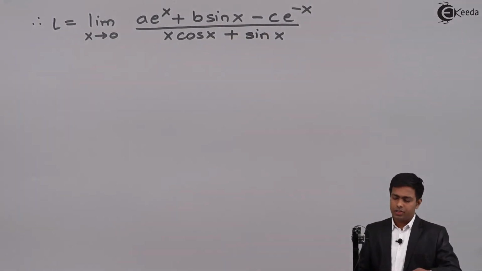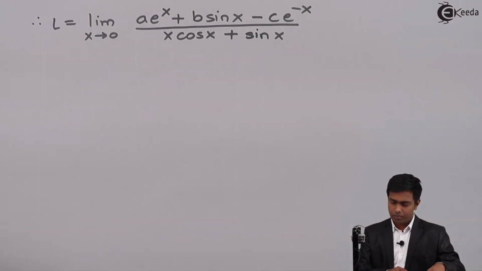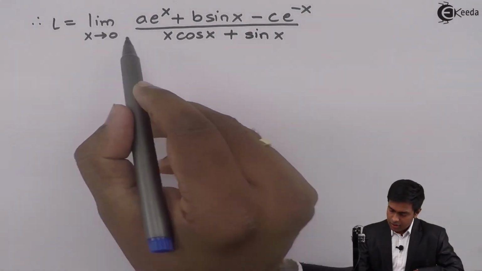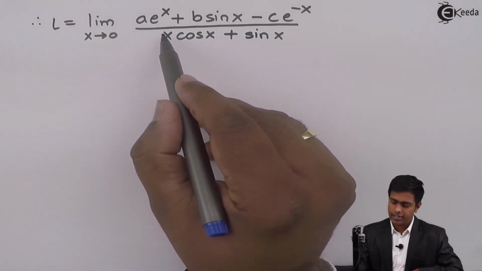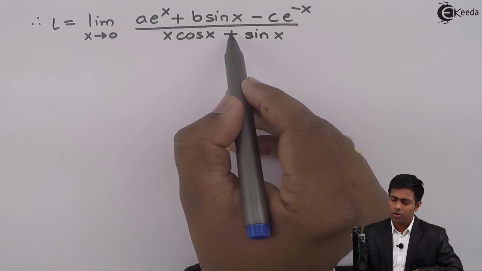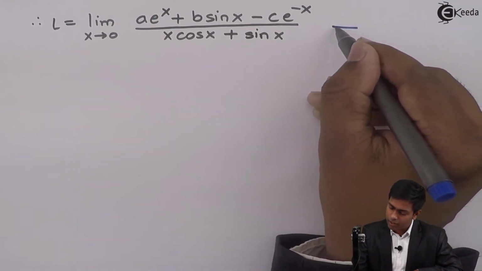Now after this we'll again substitute x as 0. Let's see what we are getting. So here we'll get cos 0, that is 1, but here x is 0, so this term will become 0, plus sin 0. So again we are getting 0 in the denominator.